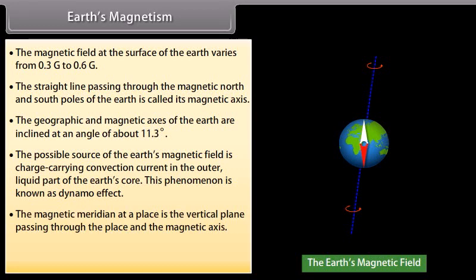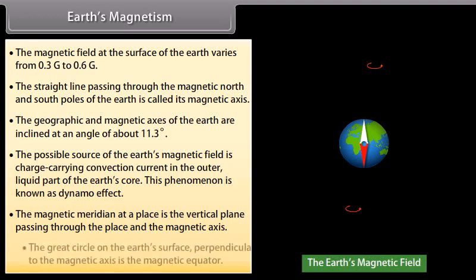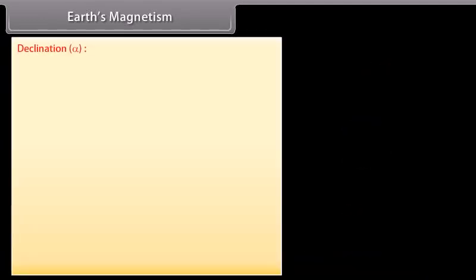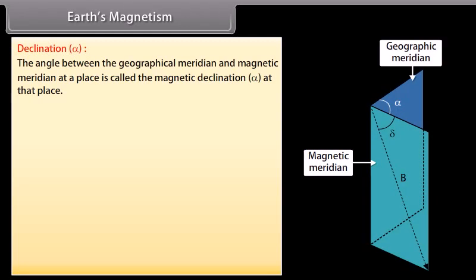The magnetic meridian at a place is the vertical plane passing through the place and the magnetic axis. The great circle on the Earth's surface perpendicular to the magnetic axis is the magnetic equator. Declination, alpha. The angle between the geographical meridian and magnetic meridian at a place is called the magnetic declination at that place. Angle of dip, delta.